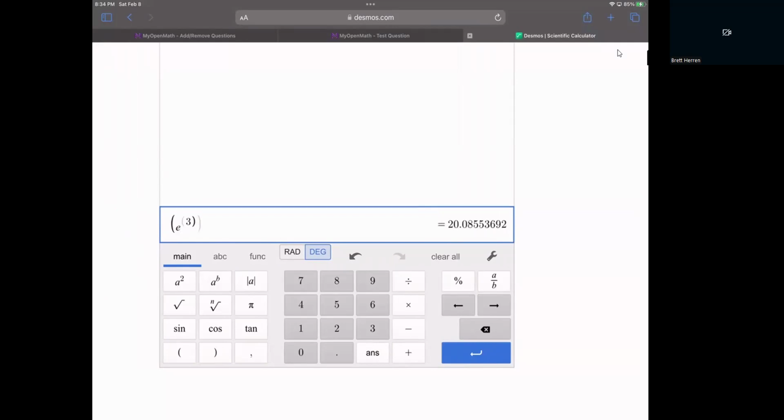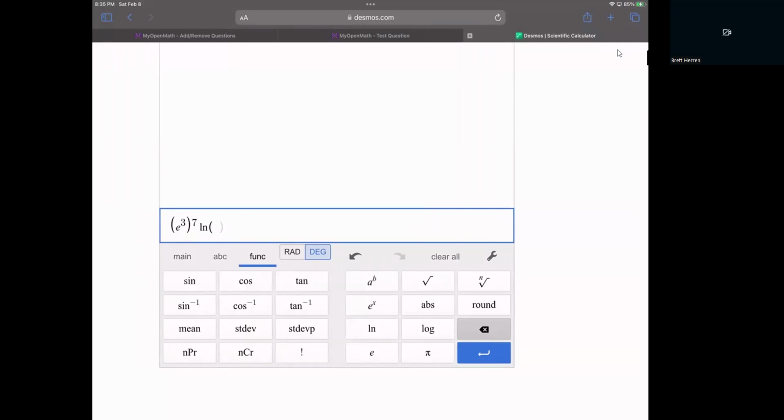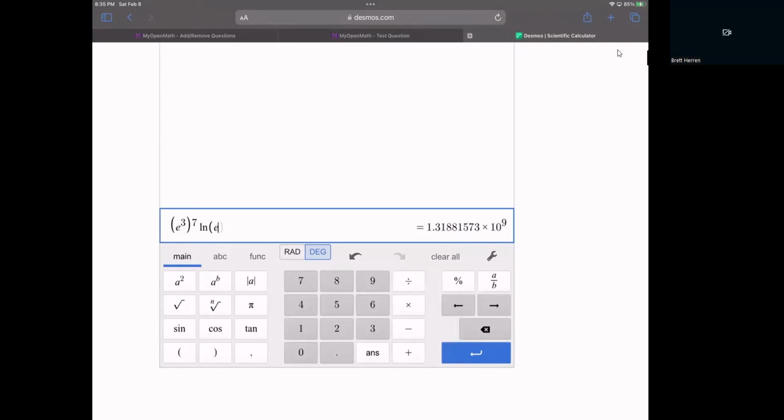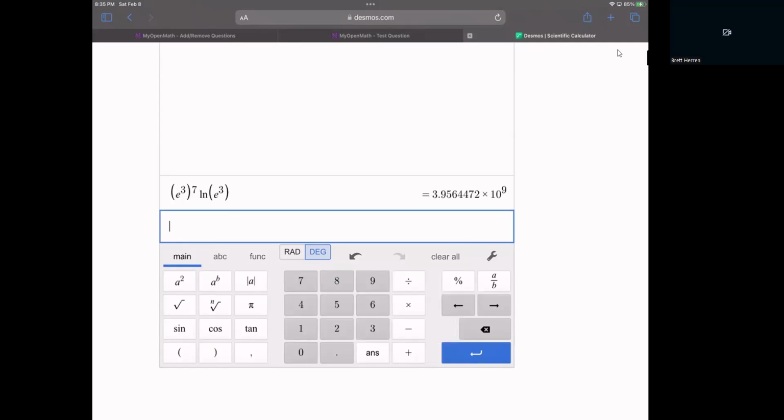Oh, whoops, that's not where I want that parenthesis. Let me try that again. Go right arrow, and then my parenthesis. So e to the third. And then that's to the seventh power. Okay. And then times ln of e to the third. So where's ln? It's back over here. ln of e to the third. And you don't need to close the parentheses, by the way. Just hit the button. There we go. There would be our answer.